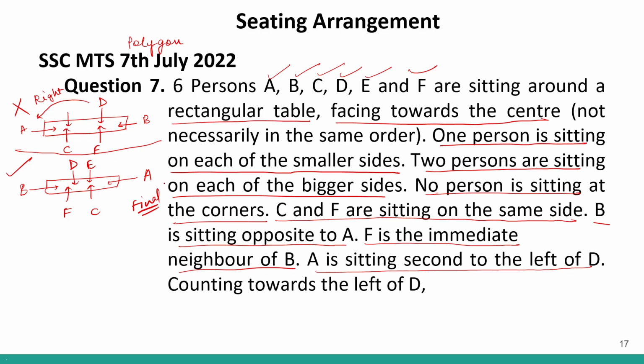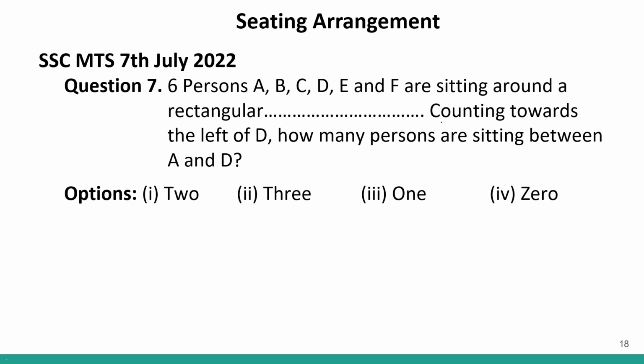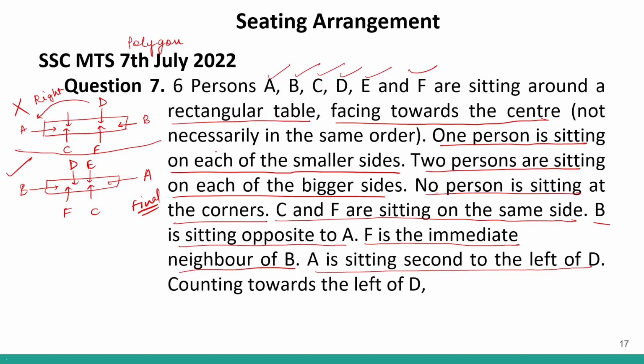Now let us see what the question asks. The question says, counting towards the left of D. So we have to count from the left of D. How many persons are sitting between A and D? So going back to the image. So D is over here. Towards the left of D will mean like this. Correct? This will be the left direction.